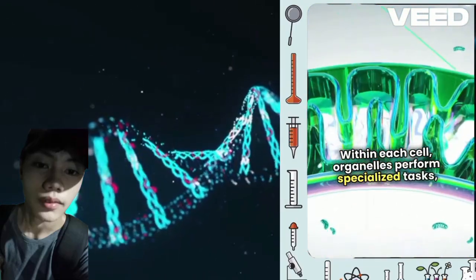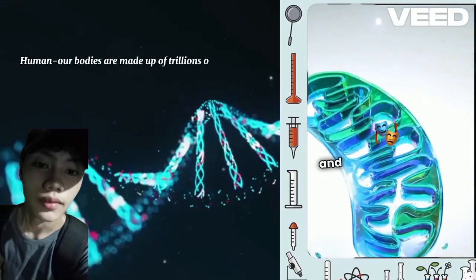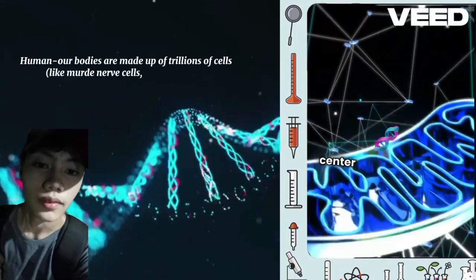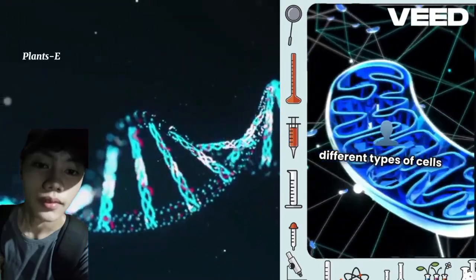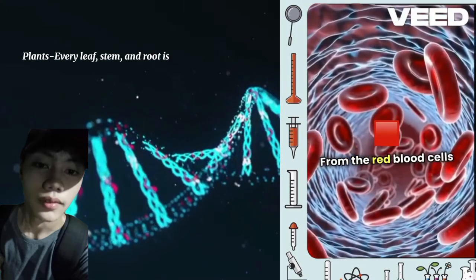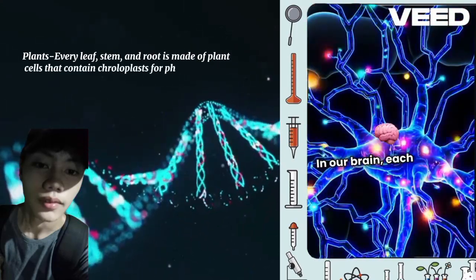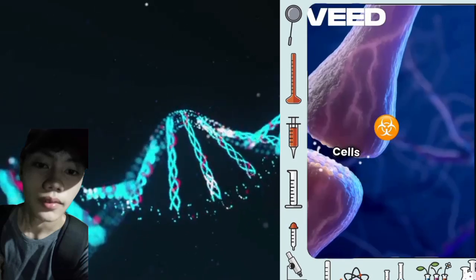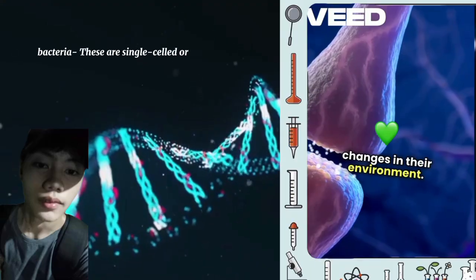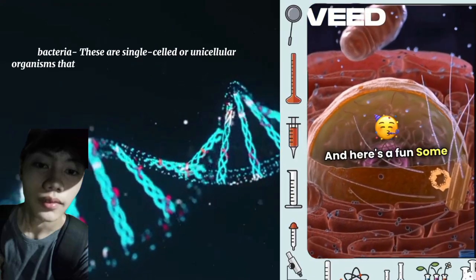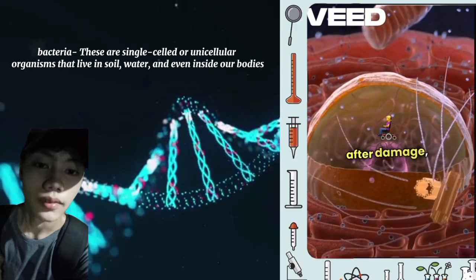Just like, for example, humans. Our bodies are made up of trillions of cells, like muscle, nerve cells, and skin cells. And also plants. Every leaf, stem, and root is made of plant cells that contain chloroplasts for photosynthesis. Bacteria. These are single-celled, or called unicellular, organisms that live in soil, water, and even inside our bodies.